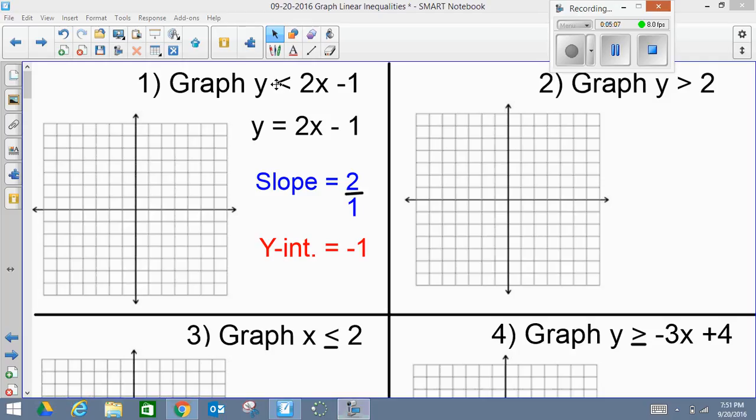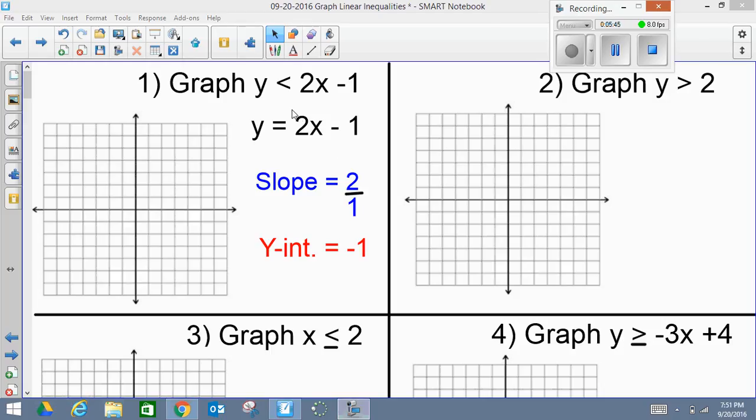Now, when the inequality symbol doesn't have the equal underneath, you see number one, it's only less than. Number two here is greater than, but there's no equal underneath. Look at number three, it's less than or equal to. Number four is greater than or equal to. I'm just looking at the inequality symbols. When there's no equal underneath, then my line is going to be a dash line or dotted line. Number two, dash or dotted line. Number three is going to be a solid line because it has an equal underneath. Number four has an equal underneath, so it's going to be a solid line.